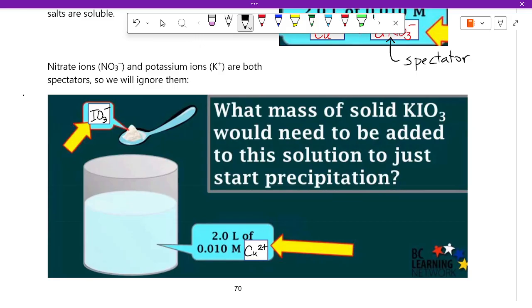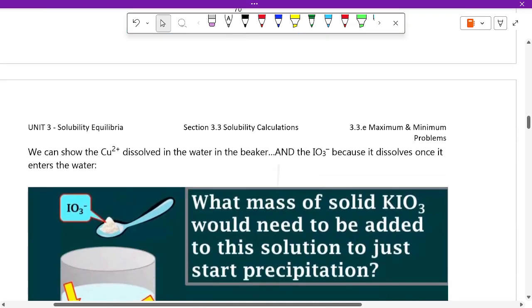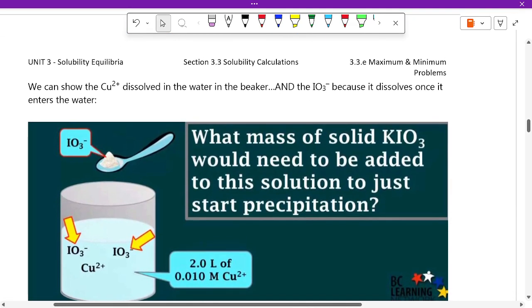Does molarity depend upon volume? Does the molarity of the copper 2+ change if we change the volume? Yes. Oh, I'm asking the wrong question. Pretend I said nothing. Can you pretend I said nothing? Okay, awesome. I was thinking something different and the question came out wrong.